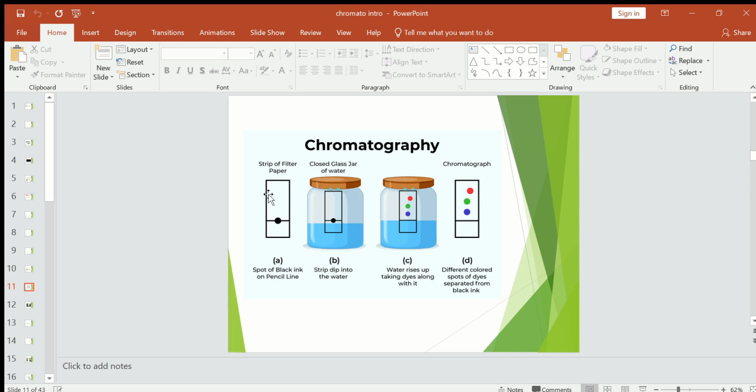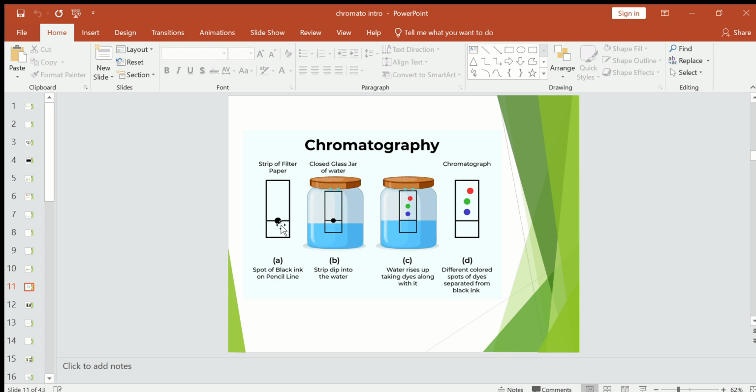Firstly, this is your stationary phase. This is your baseline. This black dot is the sample which was applied with the help of the capillary tube. This big jar is your chromatographic tank. This blue is the solvent which was used as a mobile phase. This is the lid of this chromatographic tank.